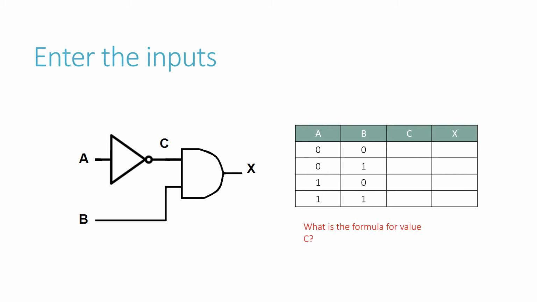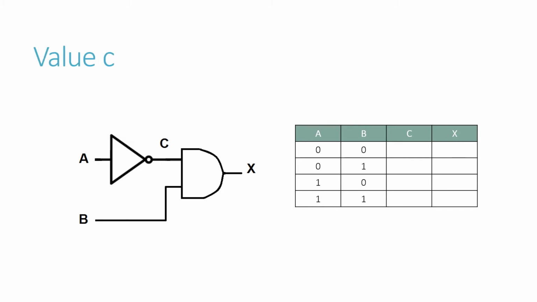Okay, so what is the formula for value C? Value C is the output of a NOT gate, and the input to the NOT gate is value A. So C is equivalent to NOT A. So let's write that in. There's A, and there's NOT A, because the NOT circuit reverses the truth value of the wire going in and produces the opposite.